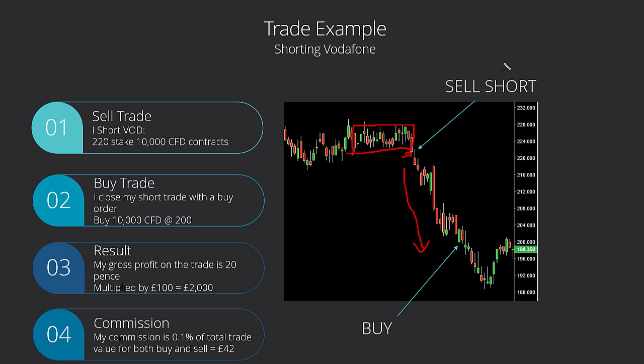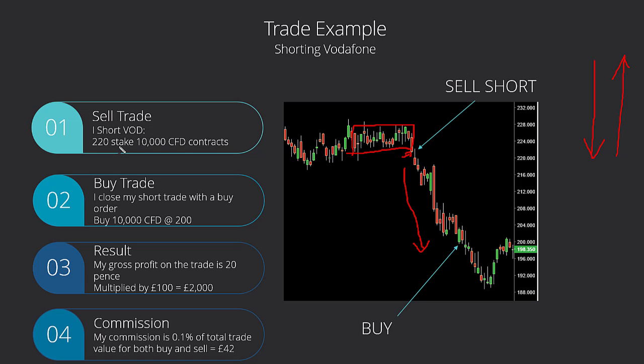So we decided to go short, and selling short obviously means we're going to profit from a fall in the market, and we're going to lose money if the market rises. So we go short Vodafone. The code of Vodafone is VOD. And the price at that moment in time that we go short at is 220p, which is £2.20.